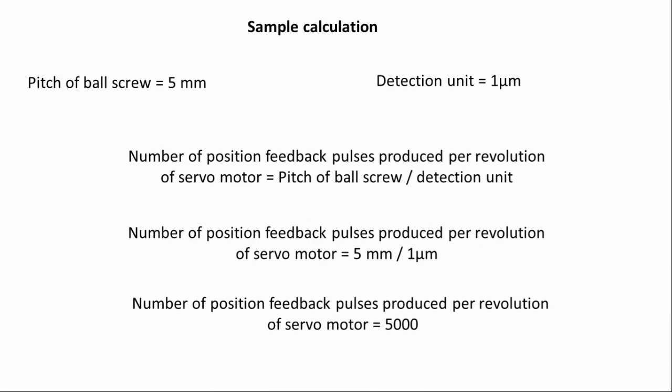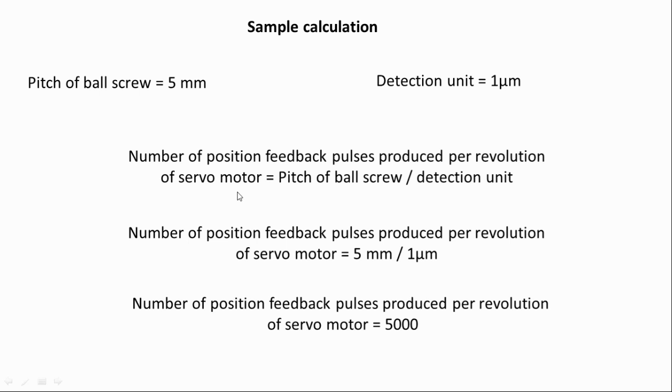I will show you one sample calculation. I am using one servo motor having one linear axis. That ball screw is 5 mm pitch and the detection unit is 1 micrometer. First, you have to calculate the number of position pulses produced per revolution of servo motor. You have to calculate that first.